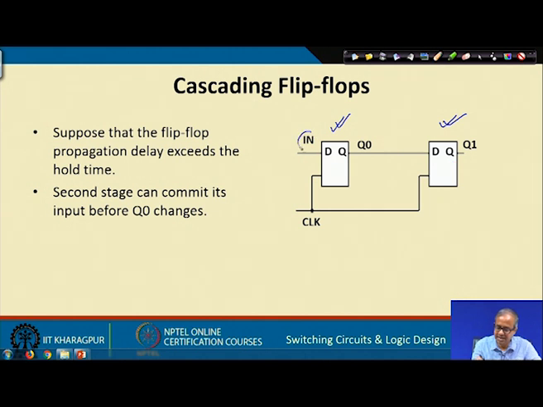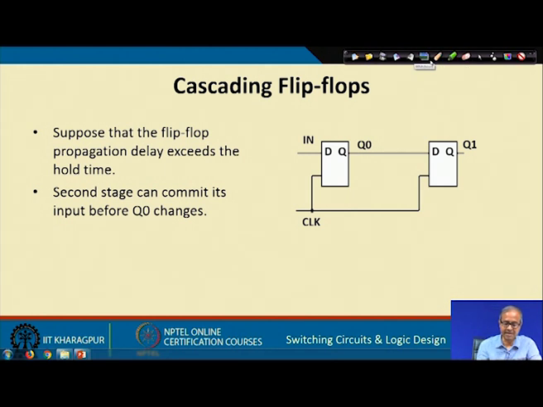So, input signal in is applied here. The first flip flop generates an output Q0, which is fed as the input to the next flip flop, and this Q1 is the final output, and the clock signal is applied to both. Let us assume these are both positive edge triggered. Now, there are some considerations you need to look at here.